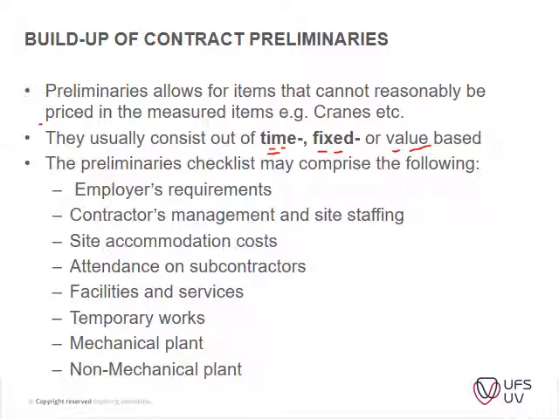Then the preliminary checklist may comprise the following: your employer's requirements, your contractor's management and staffing, site accommodation costs, attendance on subcontractors, facilities and services, temporary works, mechanical plant, and non-mechanical plant. So these are just some items that your client might request from you to get clarification on.